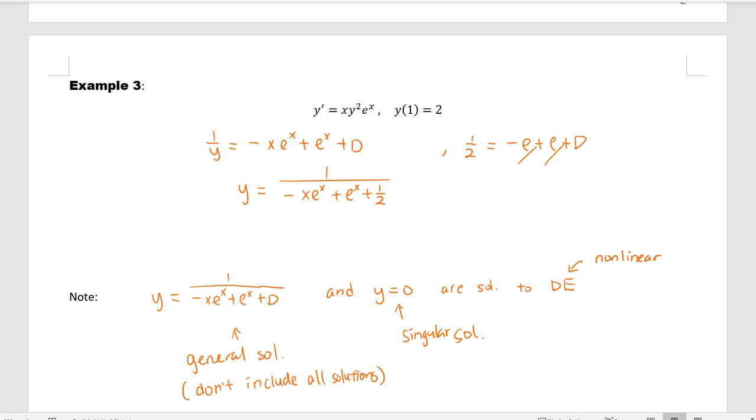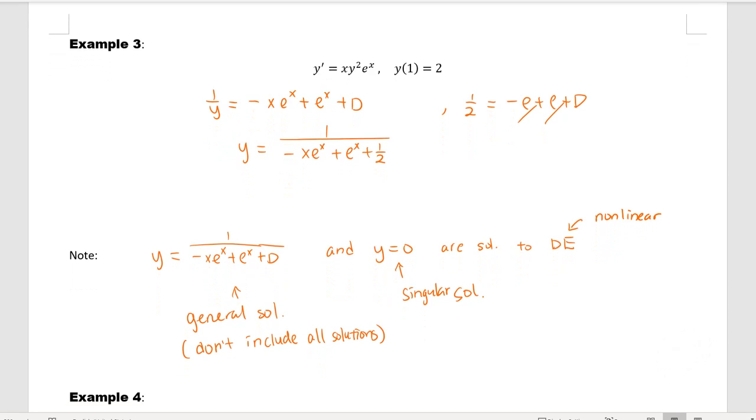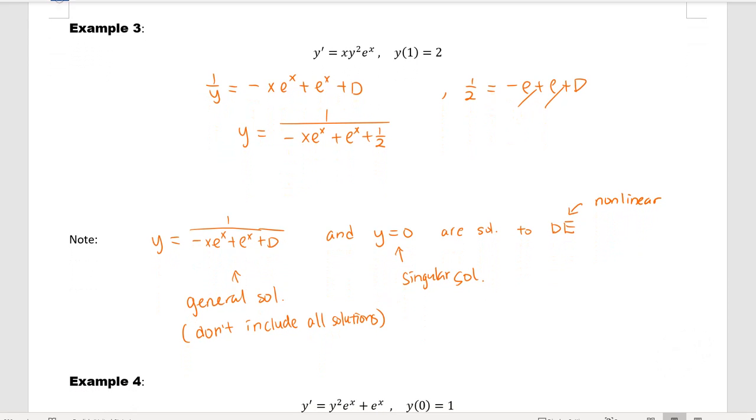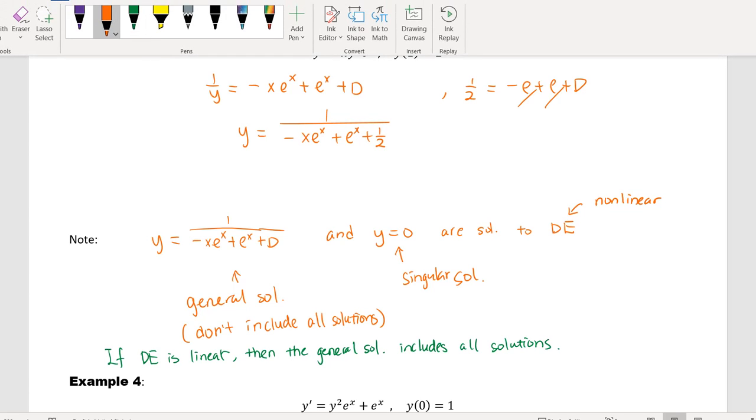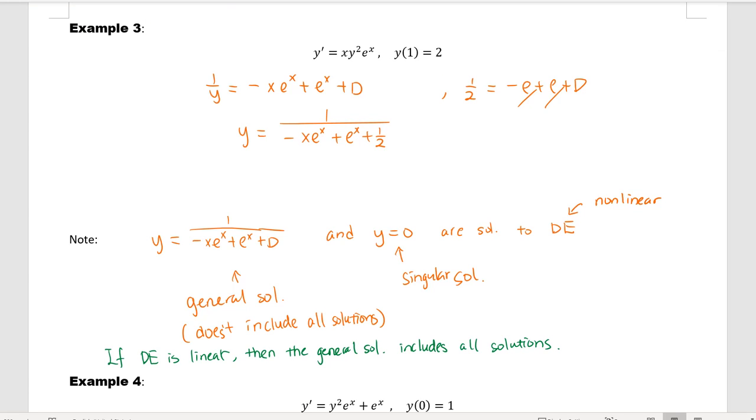Alright. And we know if the differential equation is linear, then the general solutions include all the solutions. So all the solutions must be in this form. Okay? So if a differential equation is linear, then the general solutions include all the solutions. Okay. Maybe I said this. Okay.